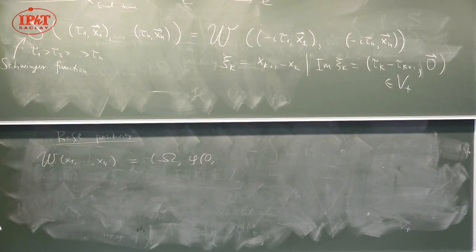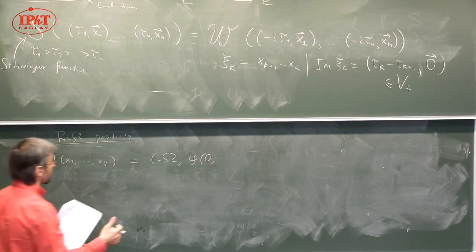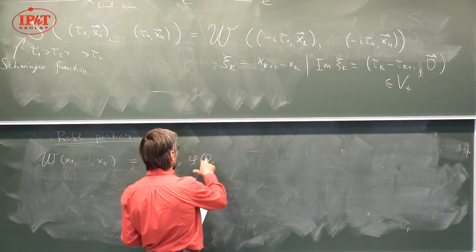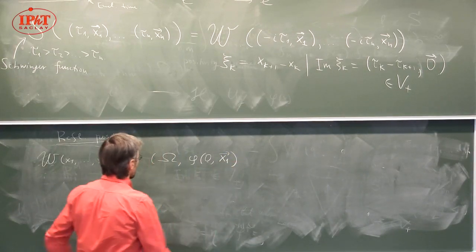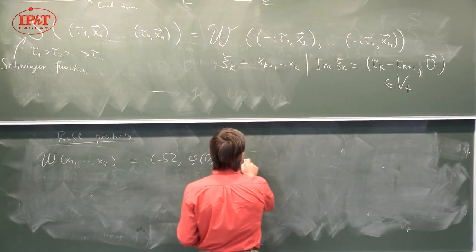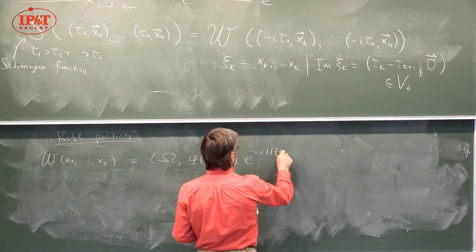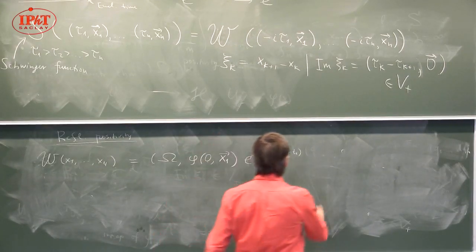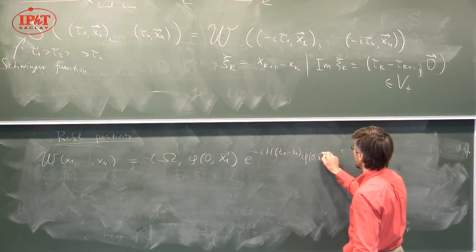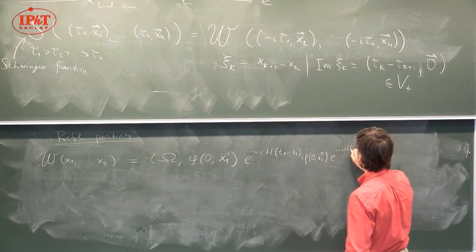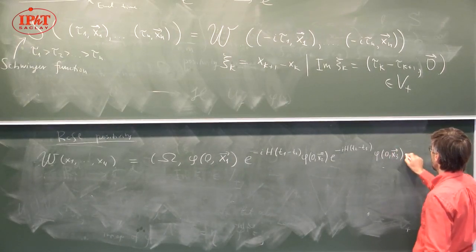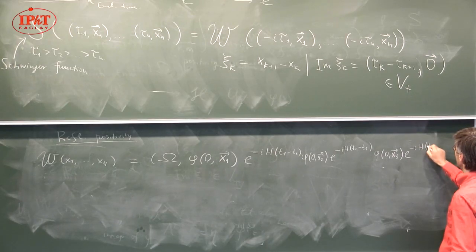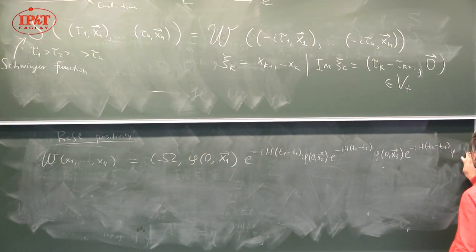So using translation invariance, I can move points around, but this time I chose to put the time to 0, but I don't care about moving the spatial coordinates of my operators. So I write it as phi(0, x1), then e^{-iH(t1−t2)}, phi(0, x2), e^{-iH(t2−t3)}, phi(0, x3), e^{-iH(t3−t4)}, and finally phi(0, x4) acting on omega.